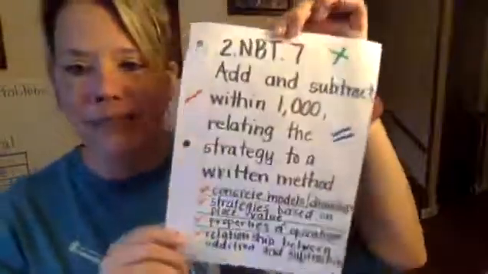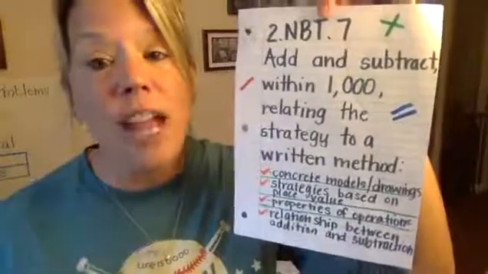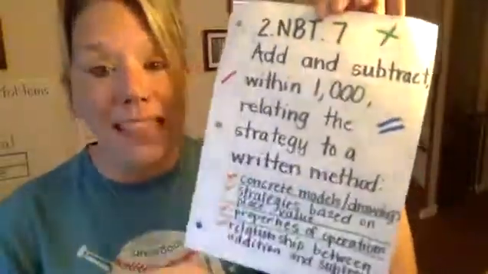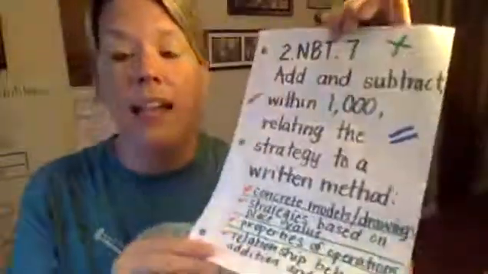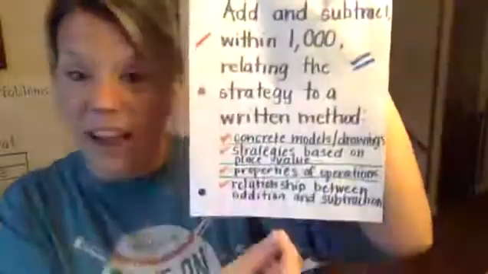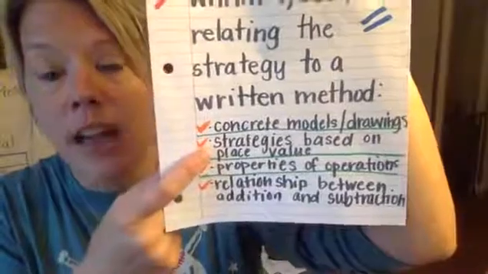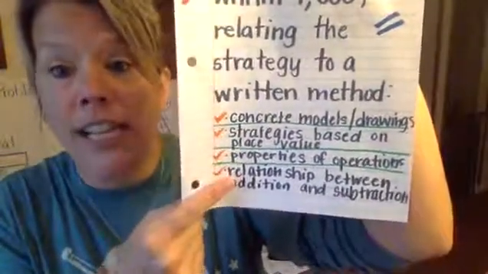So today we are looking at 2.NBT.7. Adding and subtracting within 1,000 and relating the strategy to a written method. And I love that Miss Tracy Ramsey just did this in first grade. So we have to write too. We can use concrete or model drawings. Strategies we know based on place value, the properties of operations, and the relationship between addition and subtraction.